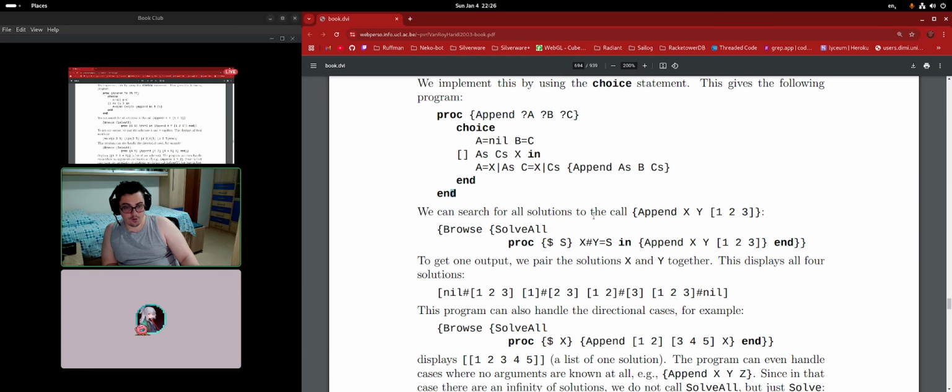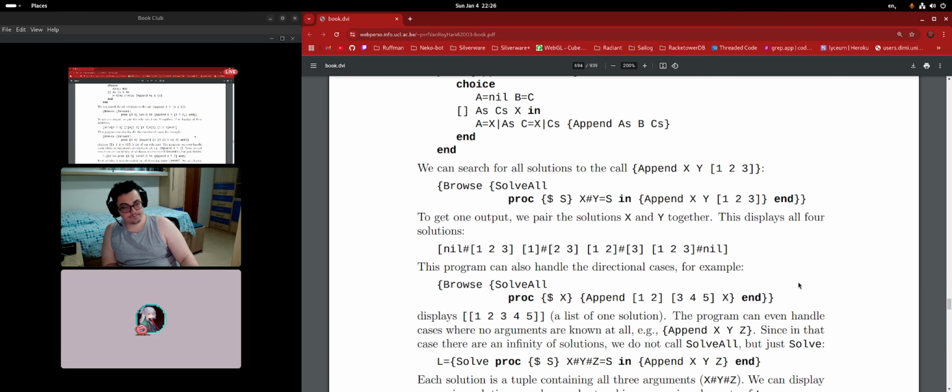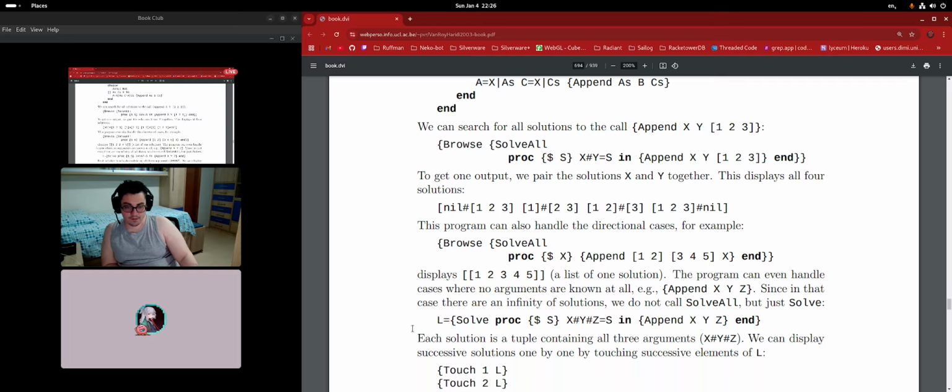We can search for all solutions to call this using the solve all. This gives us this series of tuples. So this is the value of x, and this is the value of y, and these are all the possible values of x and y. That solves this particular question, right? This should be viewed as a question, a query.